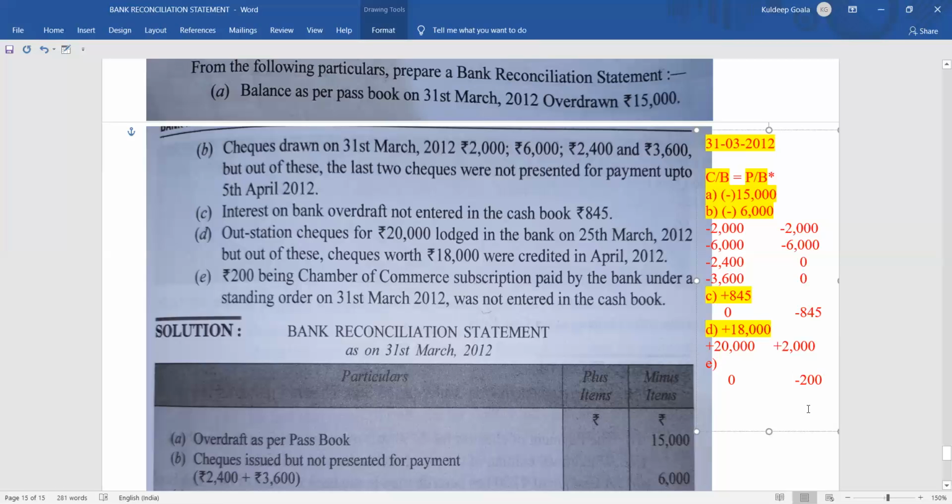Now what you have to do to make both the sides same? To make both the sides same, we have to simply, what you have to do? Cash book is 0, passbook is -200. We can do the change only in the passbook. So to make both the sides same, what you have to do? Plus 200 in the passbook, then only both the sides will be same. Cash book will be equal to the passbook, right?